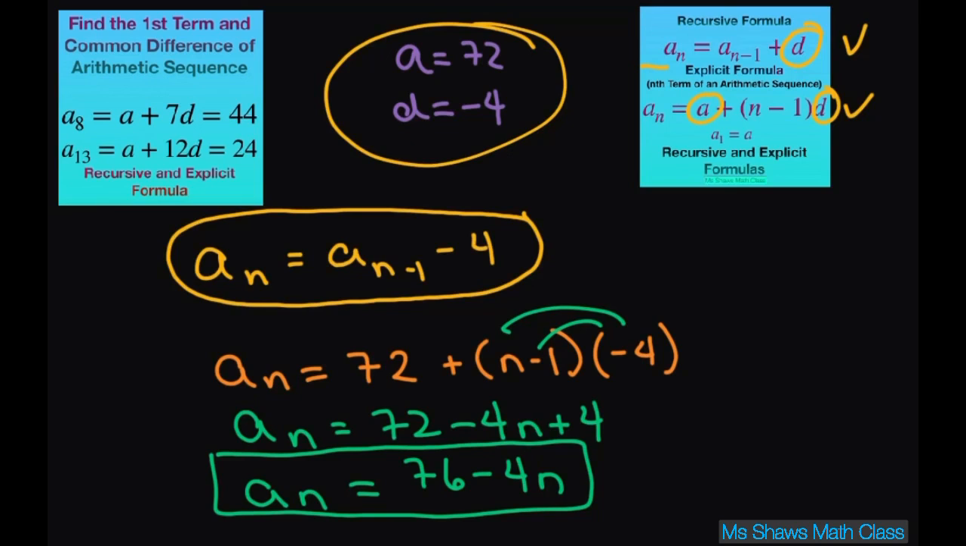The explicit formula is also known as the nth term. So when they say find the nth term, or the nth formula, that's the same as the explicit formula.